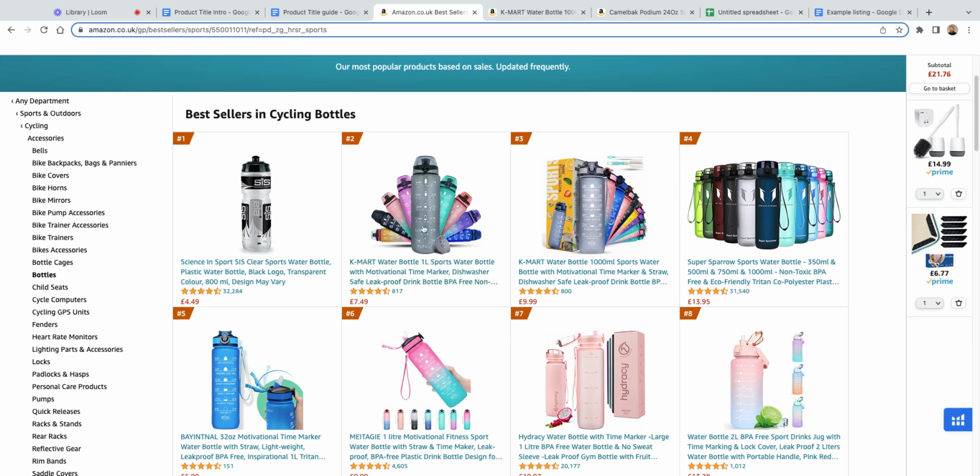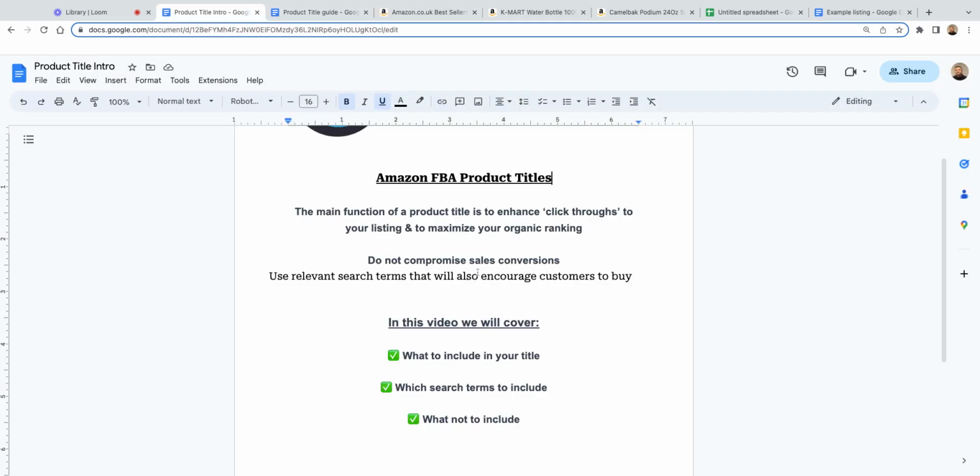However, we don't want to just stuff the title full of keywords, which may really assist with the SEO and organic ranking, but might put customers off from buying your product because it perhaps looks a bit spammy. It doesn't look very professional. So only use search terms which are relevant to the product and make sure the title is well written and is going to ultimately encourage customers to buy, because that's the most important part. I just wanted to include that in the introduction.